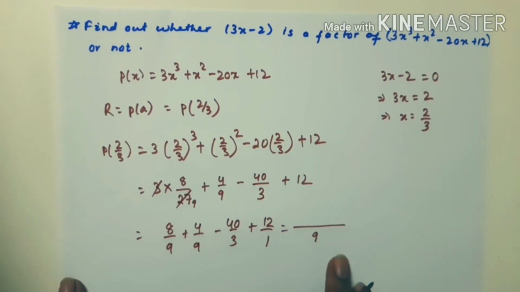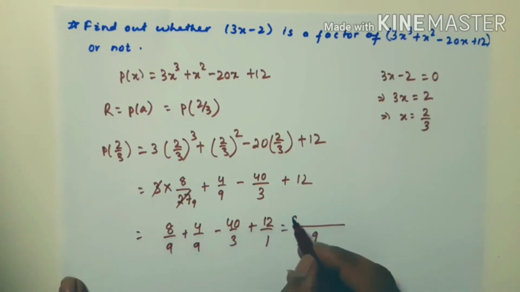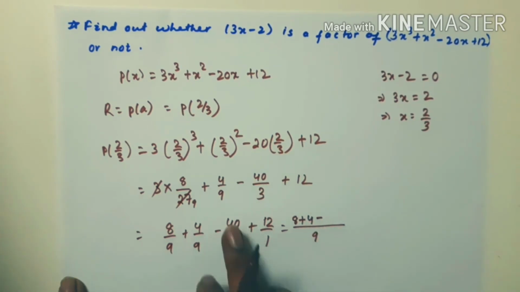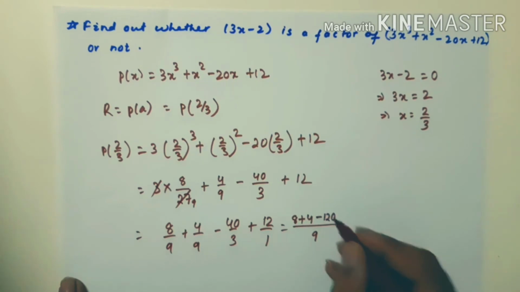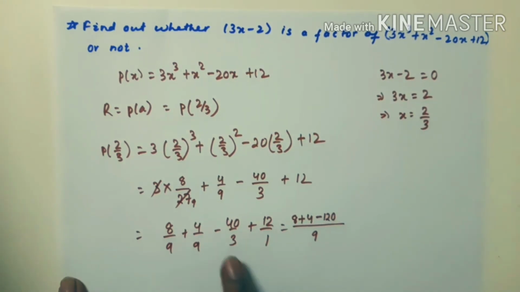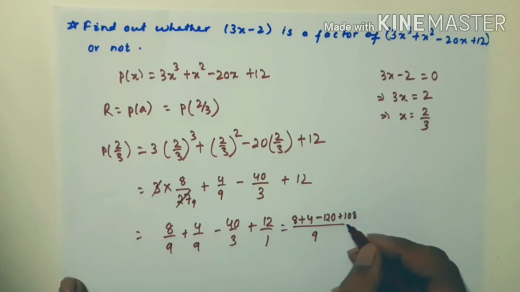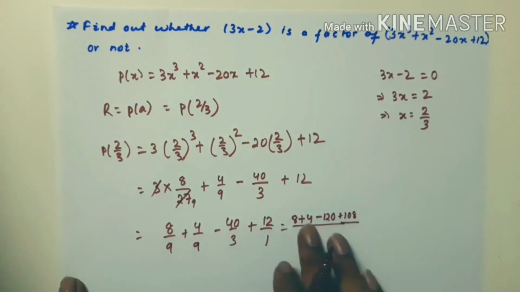So the final LCM is 9 only. 9 ones are 9, so 8 ones are 8, 4 ones are 4, minus 3 threes are 9, so 40 threes are 120. After that, 12 nines are 108. So let's solve this first.